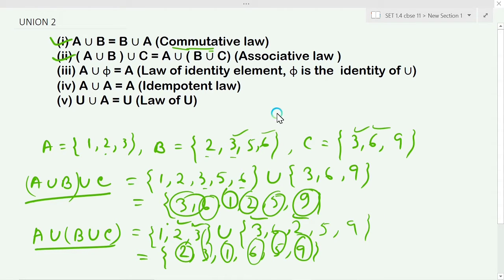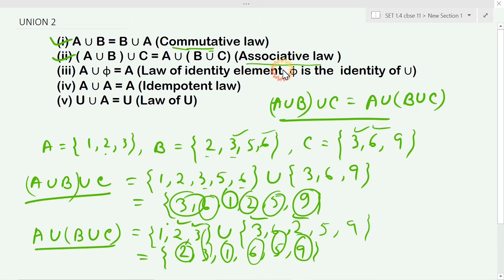So we can write A union (B union C) equals (A union B) union C. So we can write that these two sets are equal, and this property is called the associative law. Okay.